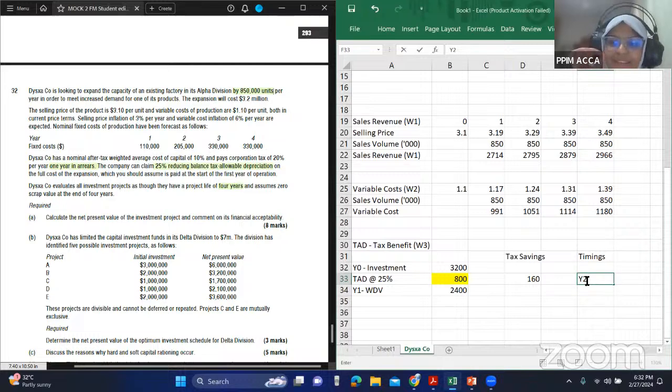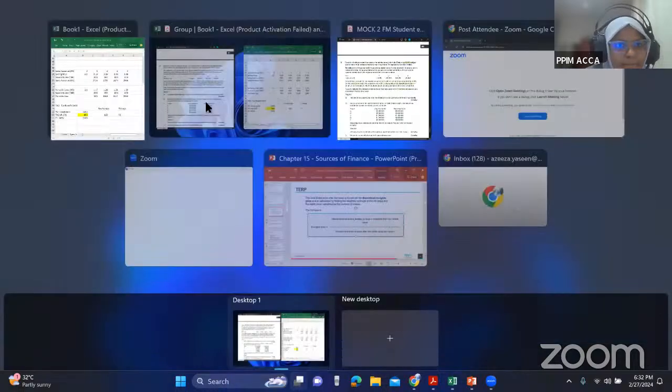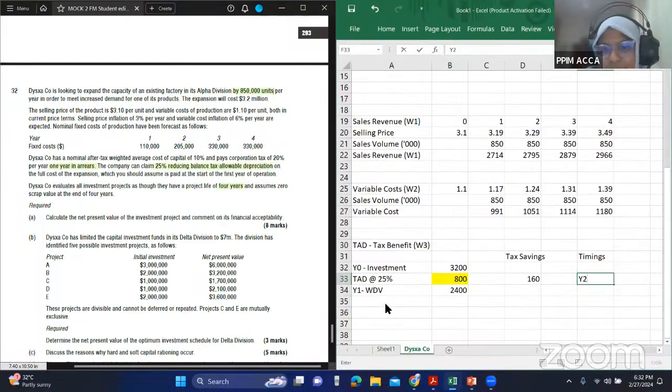Okay. So the timing usually for tax allowable depreciation, if it is 1 year in arrears, then the first savings will happen in year 2. If there was no 1 year arrears, suppose they say we are paying tax in the year that is incurred, then the timing will be year 1 itself. Okay. So you have to do the same thing until year 4.